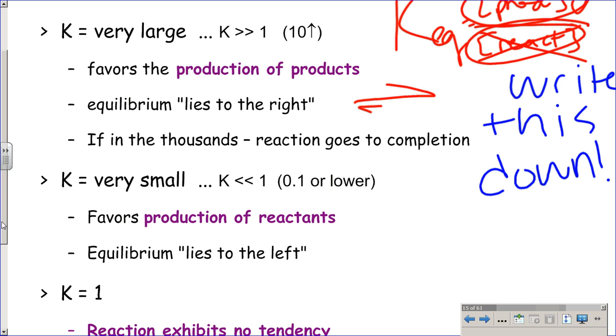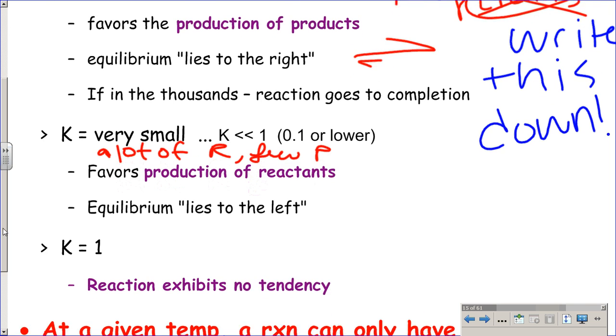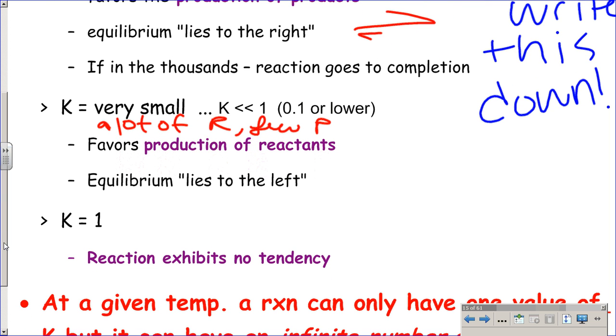The opposite of that, very small, means you have a lot of reactants, and then you have relatively few products. Therefore, it favors the reactants and lies to the left. K is less than 1, but if it's very much less than 1, I'll have that up here.